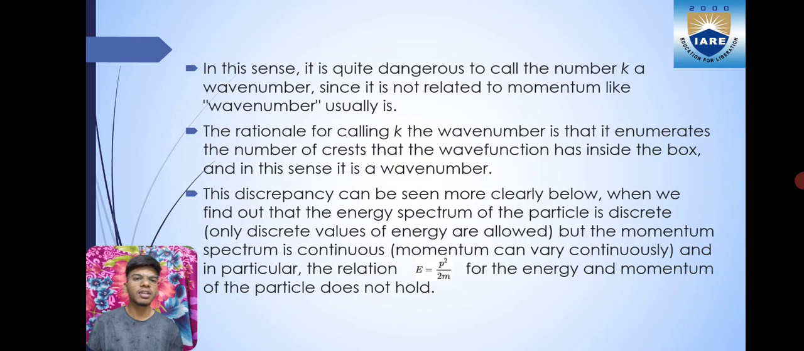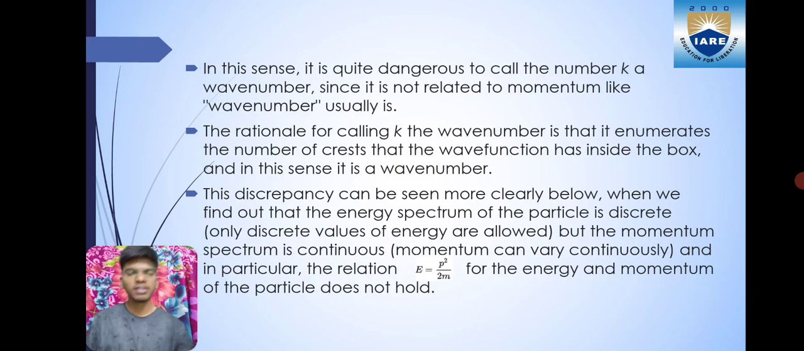This discrepancy can be seen more clearly below. When we find out that the energy spectrum of the particle is discrete, only discrete values of the energy are allowed, but the momentum spectrum is continuous. Momentum can vary continuously, and in particular the relation E equals p squared by 2m for the energy and momentum of the particle does not hold.